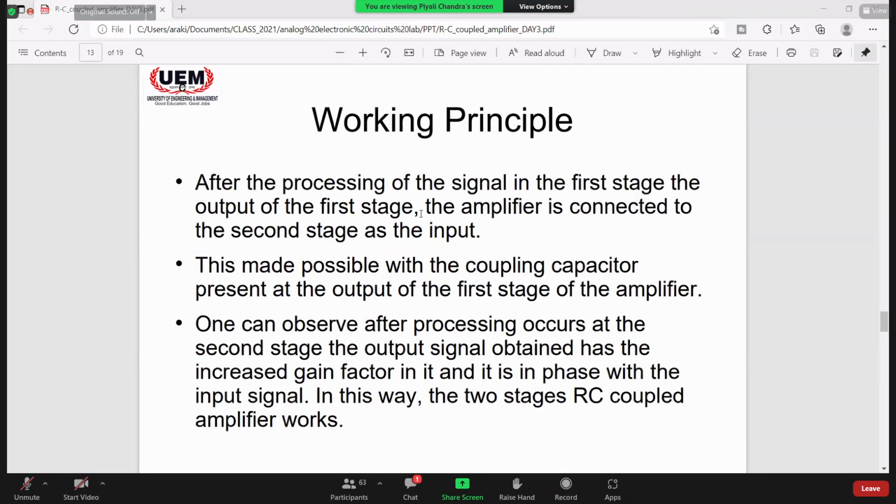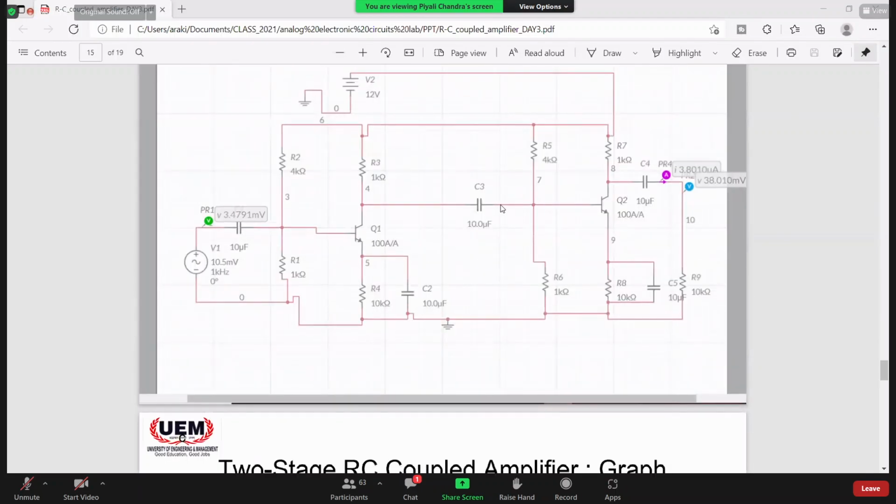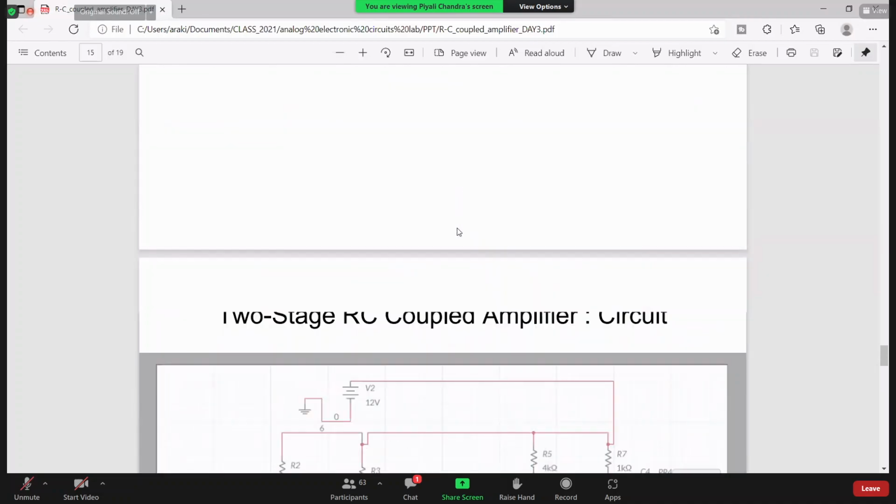So the output of the first stage is the input of the second stage. This is made possible with a coupling capacitor present at the output of the first stage. So this capacitor is called a coupling capacitor, right? When we give the output of the first stage as the input of the second stage through the capacitor, we have to use one capacitor here. So that is called a coupling capacitor.